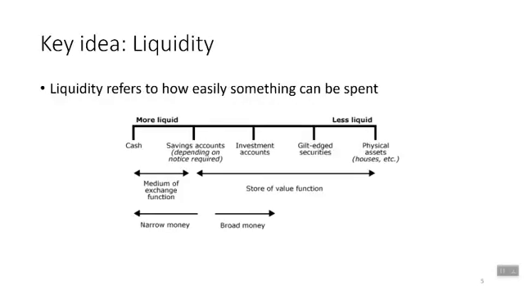Before we get on to the other types of assets that can be classed as money, a key concept that we need to know is the idea of liquidity. So what is liquidity? Well, it refers to how easily something can be spent. As you can see in the diagram here, notes and coins are very liquid assets because they can be spent easily. However, less liquid assets such as physical assets, houses, shares, they're less liquid because they can't be spent directly. They need to be converted into money by being sold before their value can actually be spent.